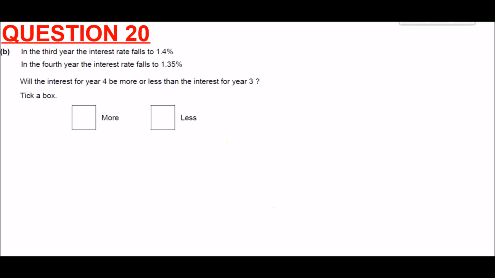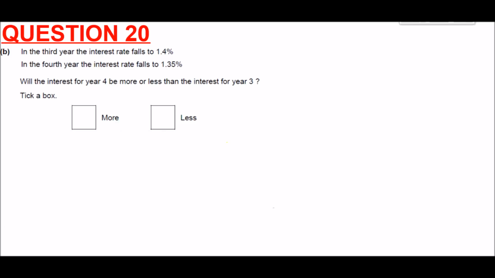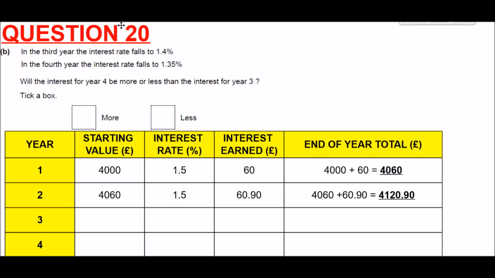So in part B, the interest rate for the third year falls to 1.4%. And in the fourth year it falls further down to 1.35%. And so what we can do is use the table we had before. If I just put it to one side, we can use this table now. I've copied down what we had before, so this is nothing new, this is just what we had from the previous part A. And we can carry it on for the third year and the fourth year. But just pay attention to the fact that in the third year the interest rate falls to 1.4.